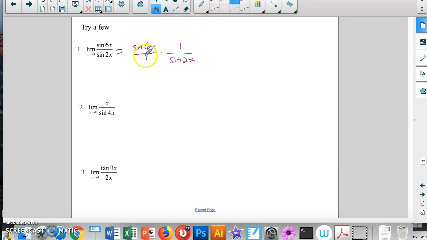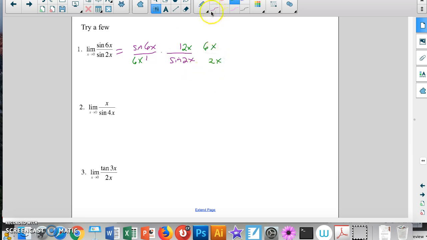So for this one, I need a 6x on the bottom, which means I need a 6x on the top, because I need it to not change the entire value. Whatever you do to the bottom, you've got to do to the top. This one, because the inverse of the formula is the same as the original, so it doesn't matter if it's x over sine x or sine x over x, to make it work needs a 2x. If I give it to the top, I've got to give it to the bottom.